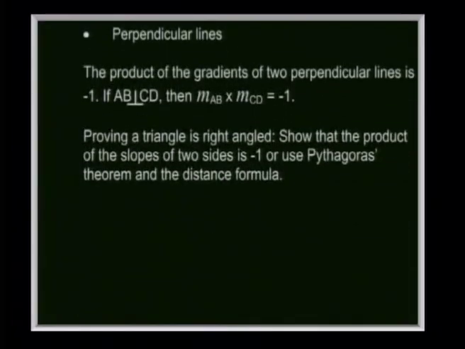Let's have a look at it formally. There it is. If the product of the slopes is -1, the lines are perpendicular. How would we prove two lines are perpendicular? Well, work out the product of their slopes. If it's -1, they're perpendicular. Here's a nice question. Prove a triangle is a right-angled triangle.